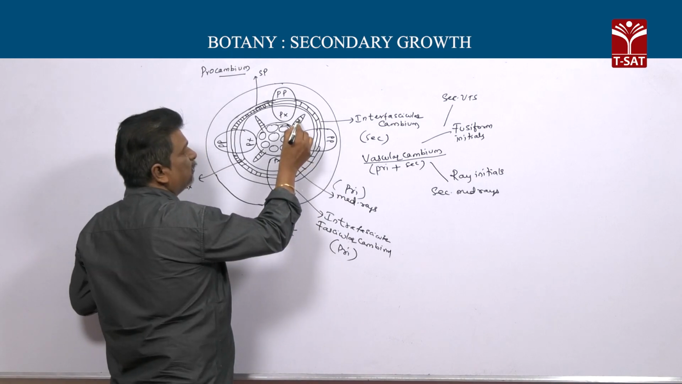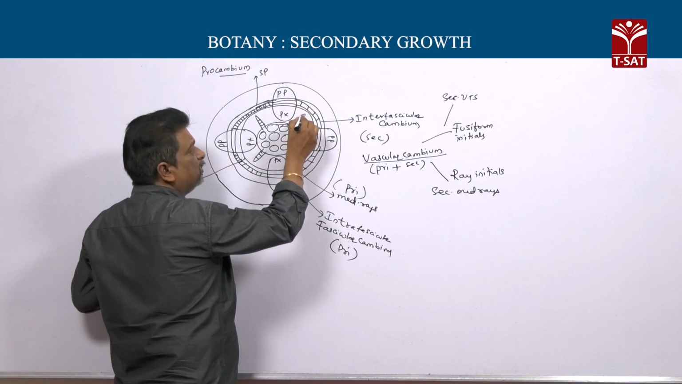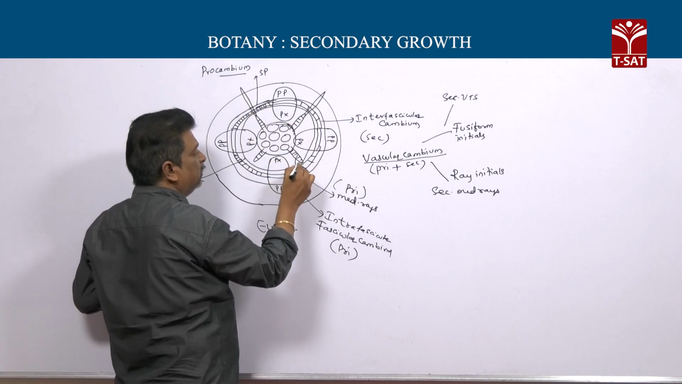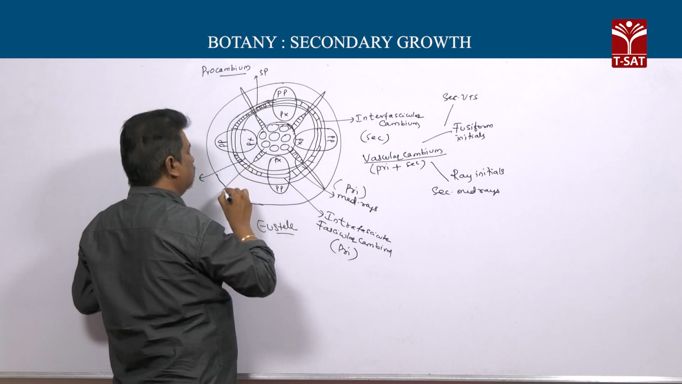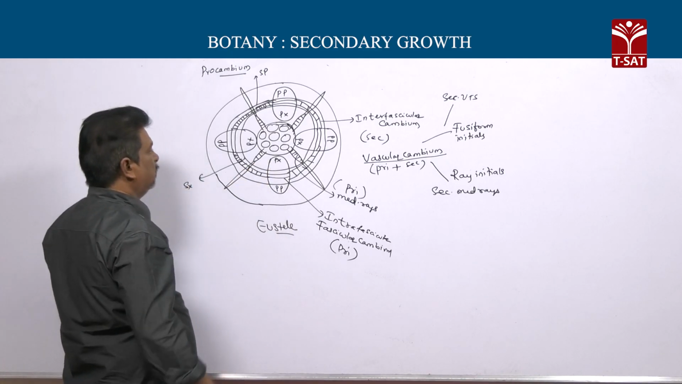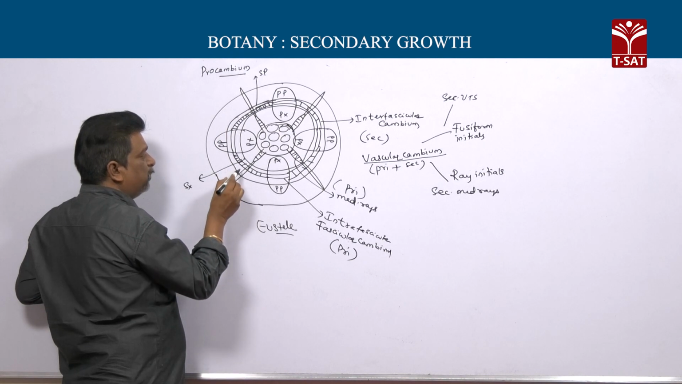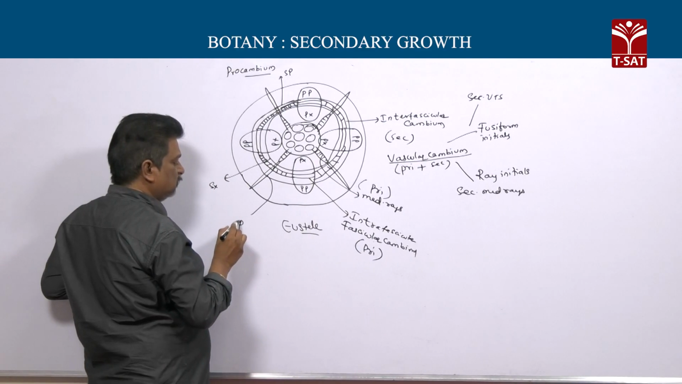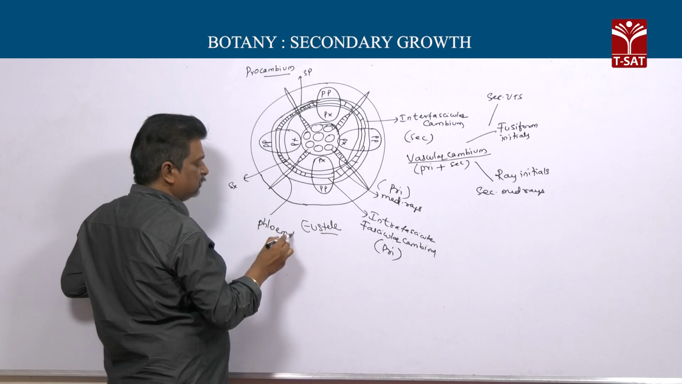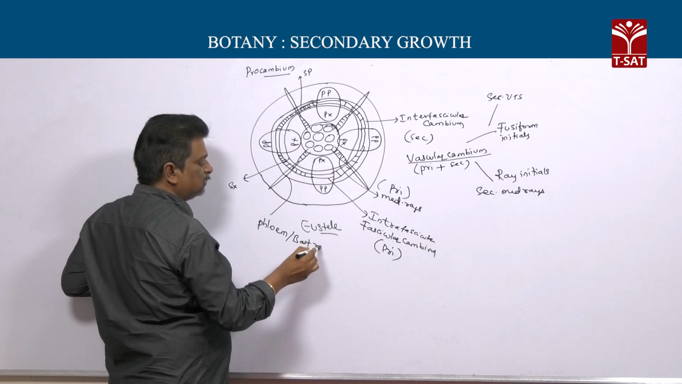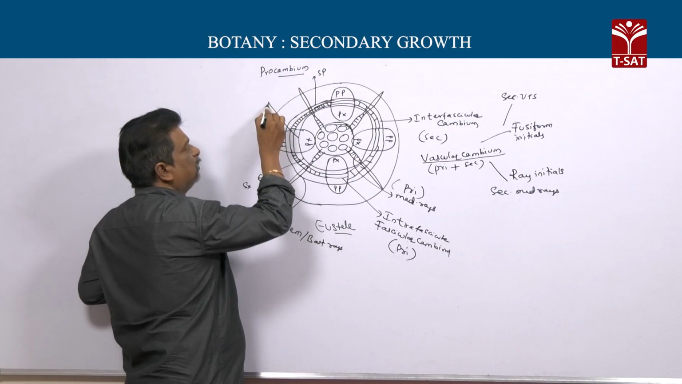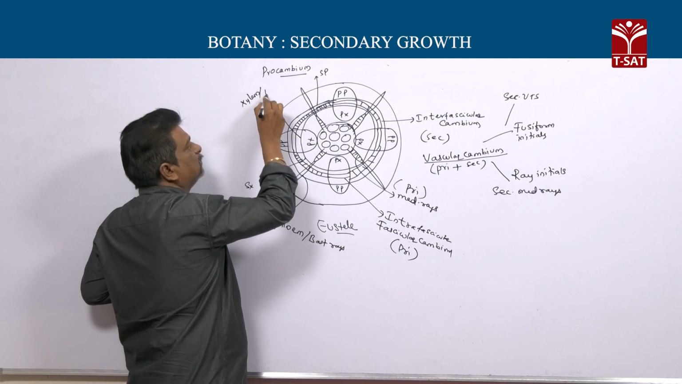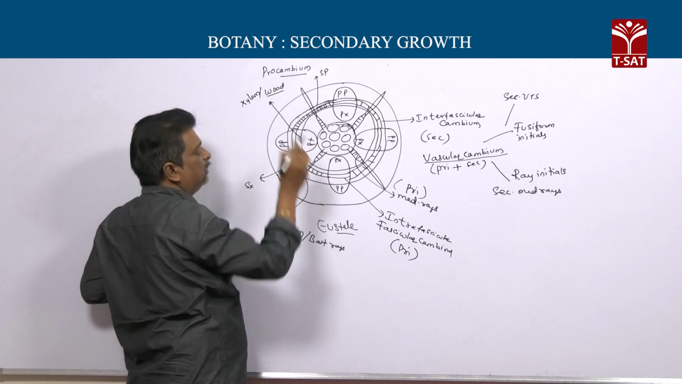Actually, these are primary medullary rays. Secondary medullary rays join with primary medullary rays and they participate in lateral or radial conduction. The part of the medullary ray present in phloem is called phloem rays or bast rays. The part of the medullary rays present in xylem is called xylem rays or wood rays.